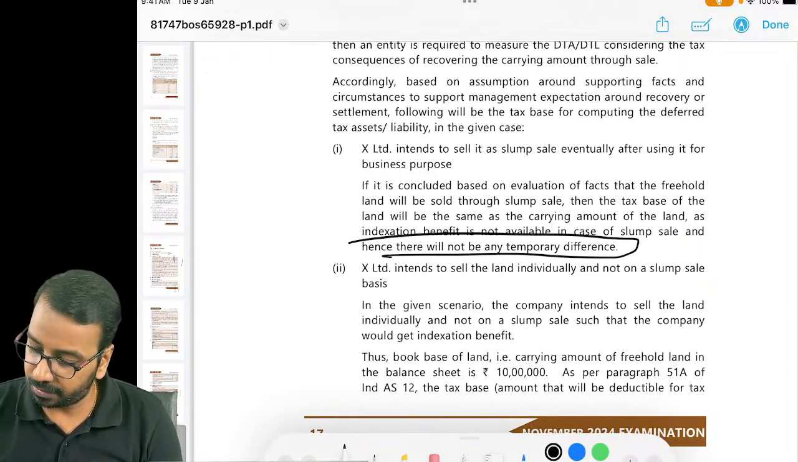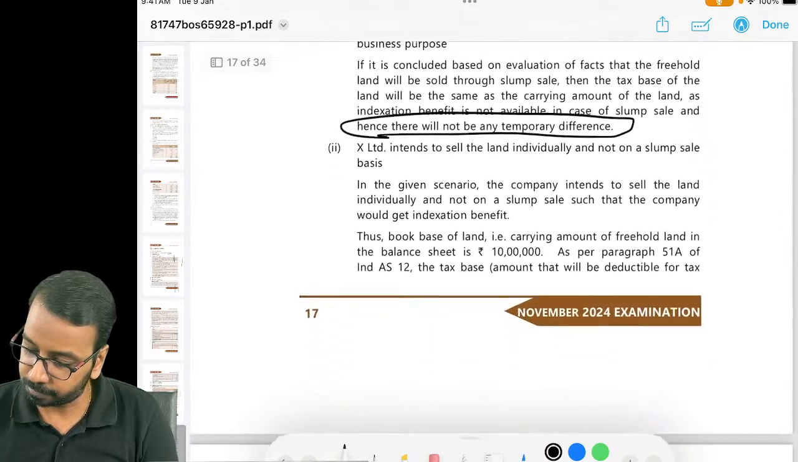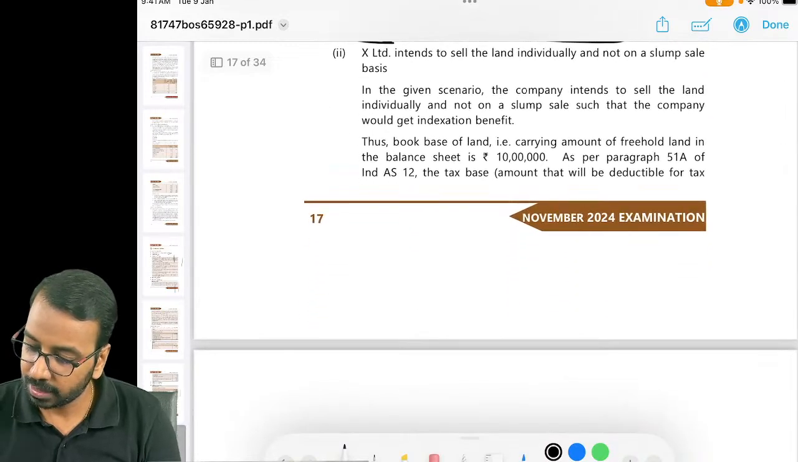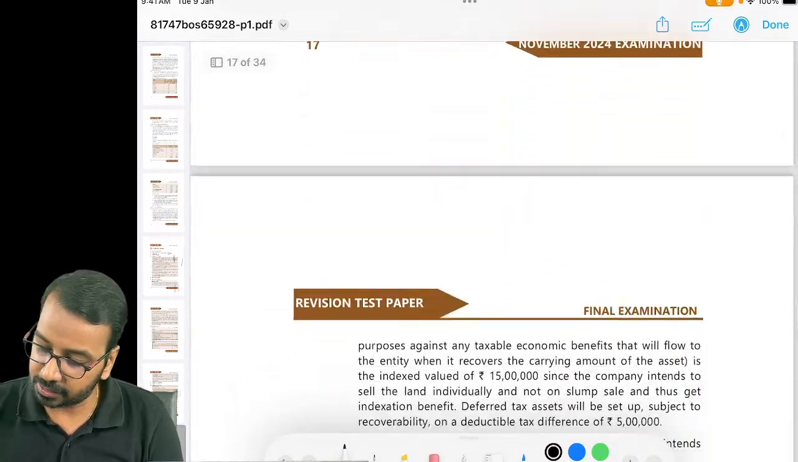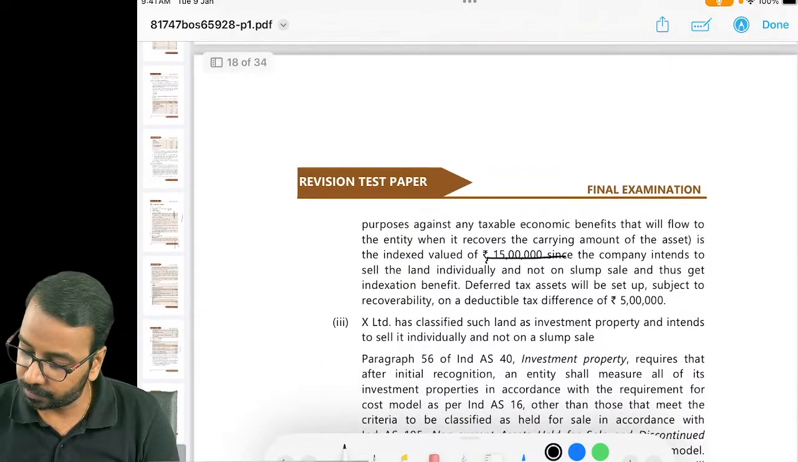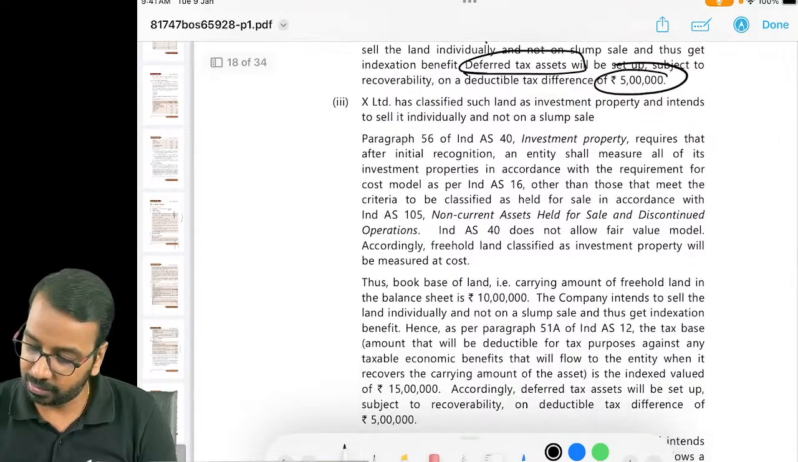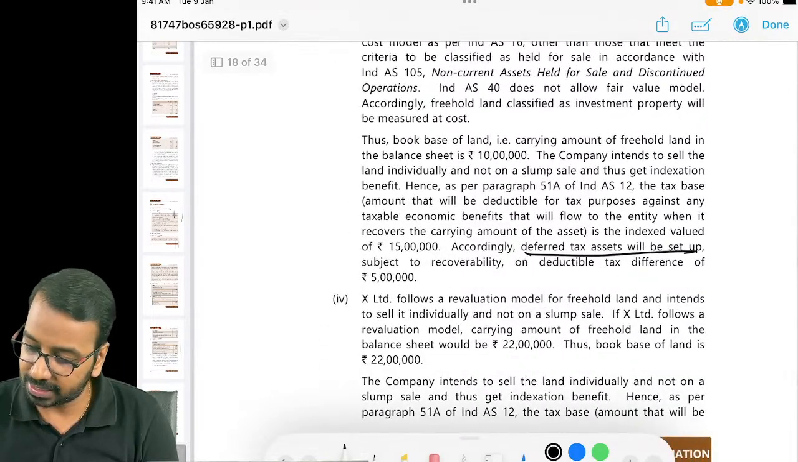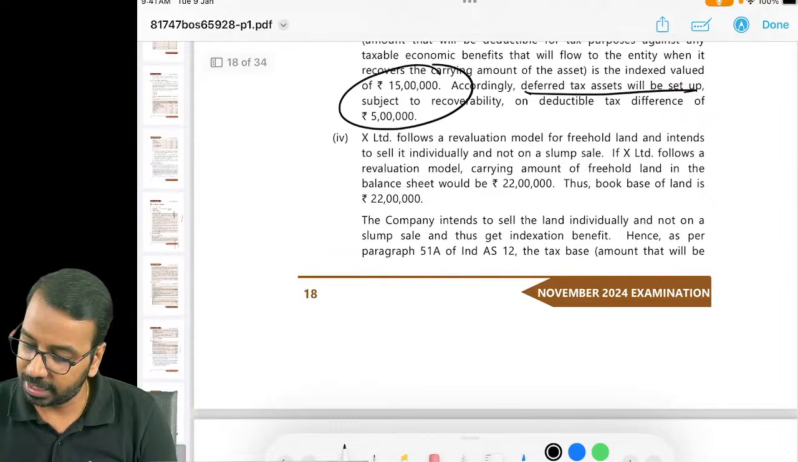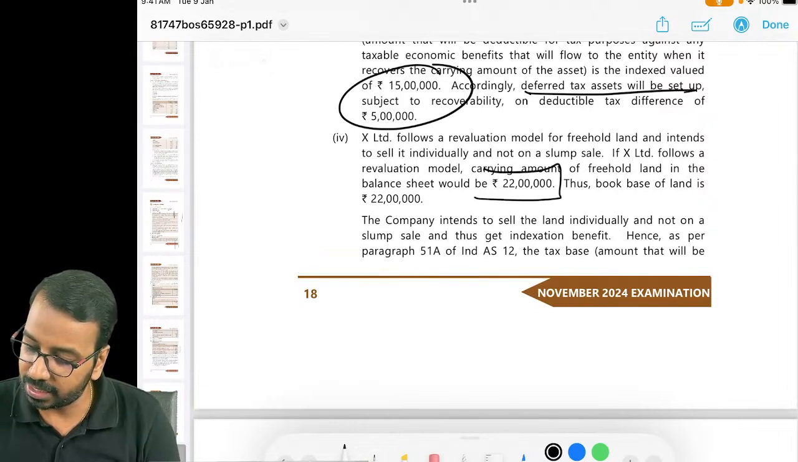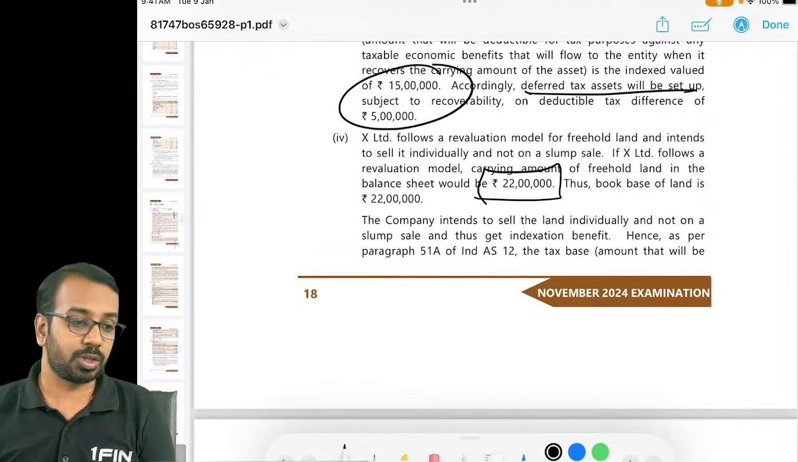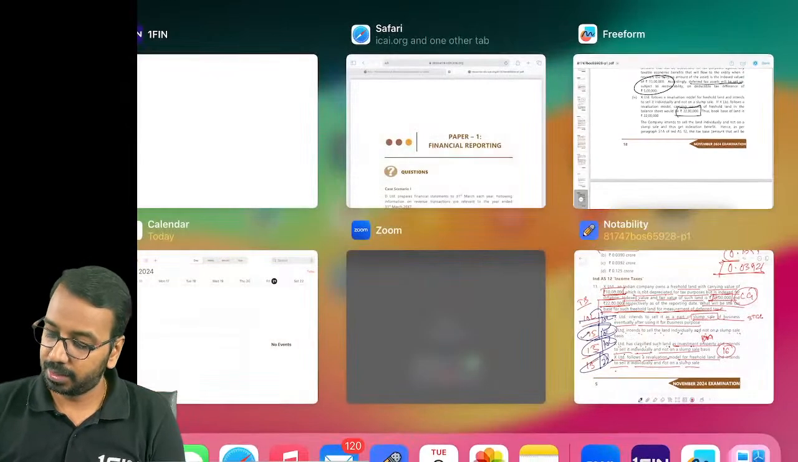So there will be no temporary differences, which we have already discussed. The book base of the land will be 10 lakhs. Deductible for tax purpose will be 15 lakhs. A deferred tax asset will be set up on the difference of 5 lakhs. Then here again, a deferred tax asset on the same principle. Here it will be a deferred tax liability because the balance sheet value is 22 lakhs, but the deductible amount is not 22 lakhs.